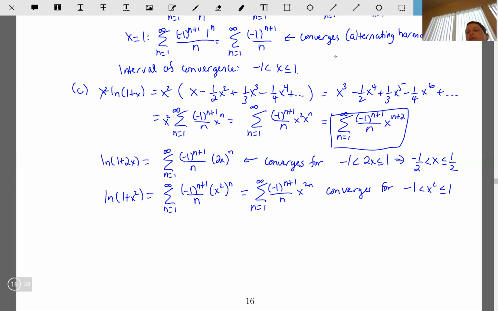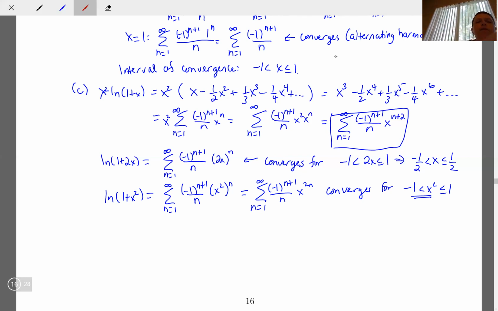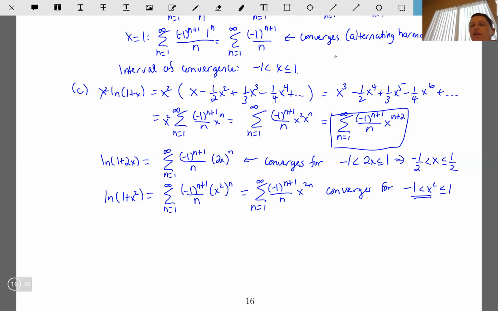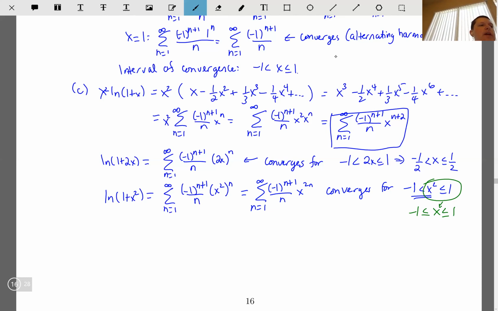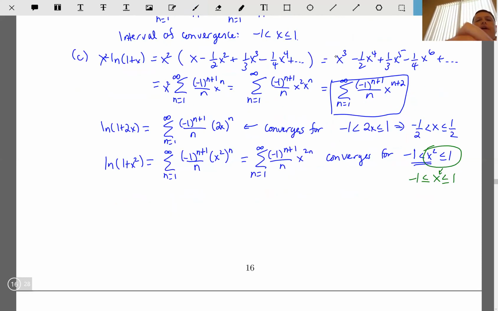Well, this is always true, right? X squared is always greater than negative 1. But the fact that x squared is less than or equal to 1 here means we're still back to the same thing. Well, we're almost back to the same thing, right? Except for here, x equals negative 1 is going to count. Okay, so that was a fun and exciting little example playing with series.